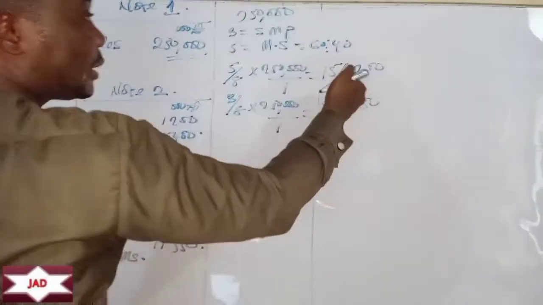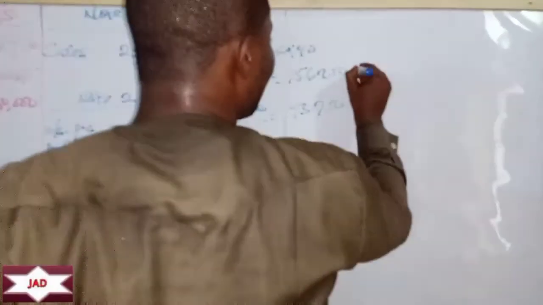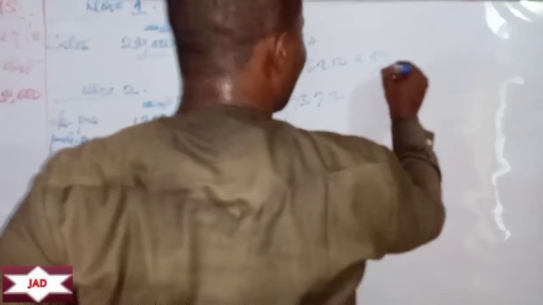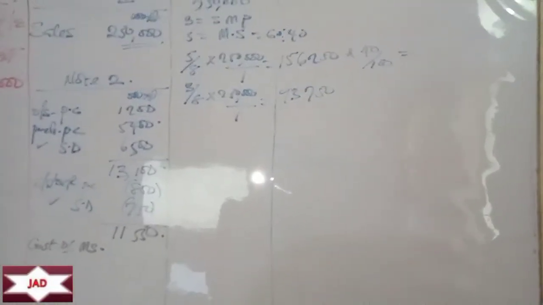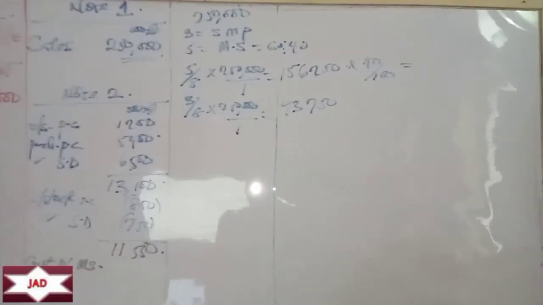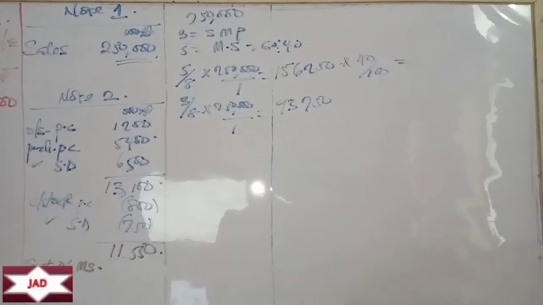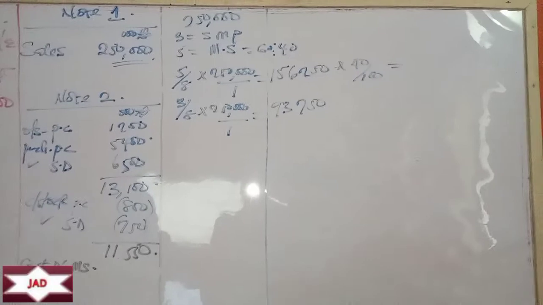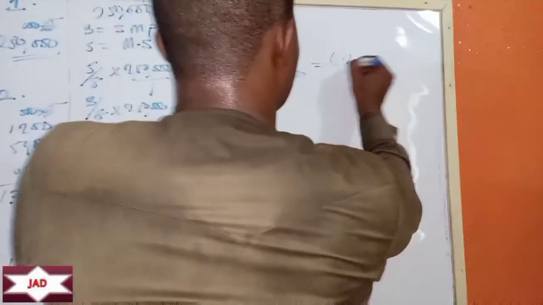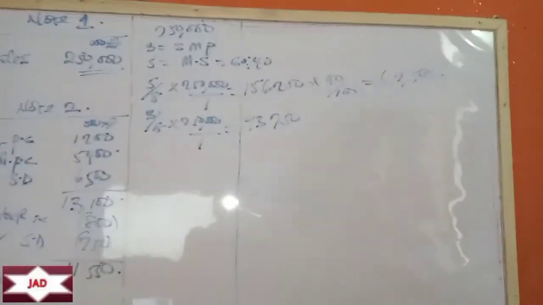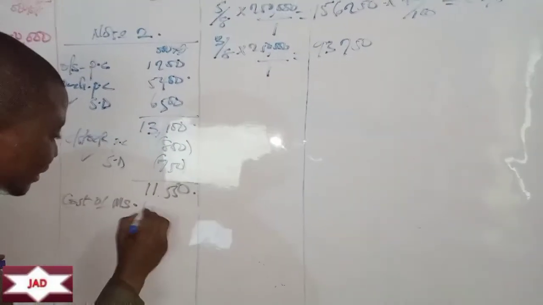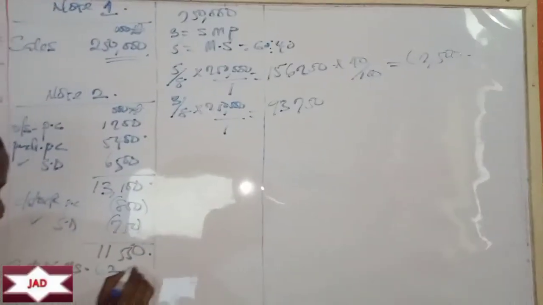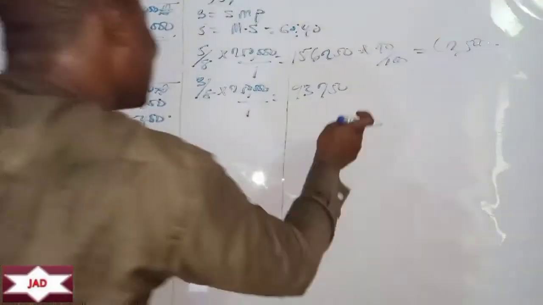So what's the 40% of this now? So we say times 40 over 100. So what do we have? We have 156,250 times 0.4. So I have 62,500. So that's the cost of producing movie studio. So what do we call it now? We call it 62,500.